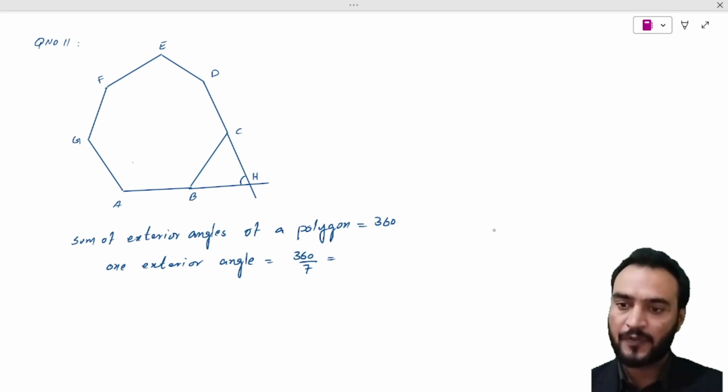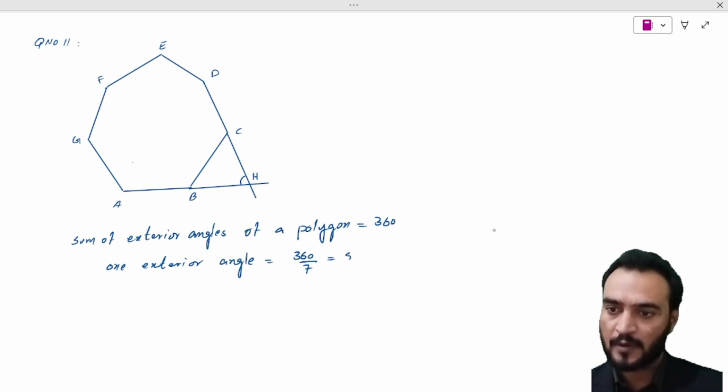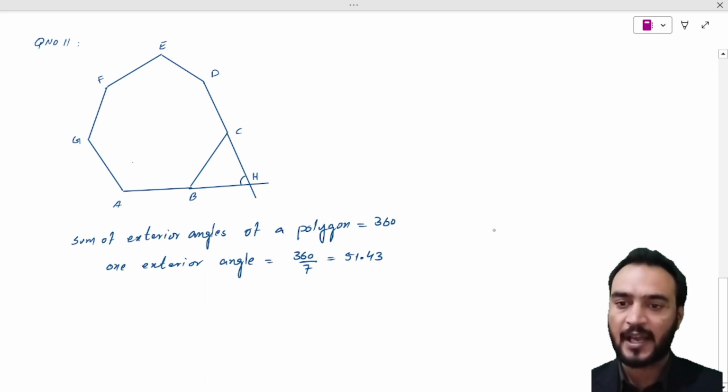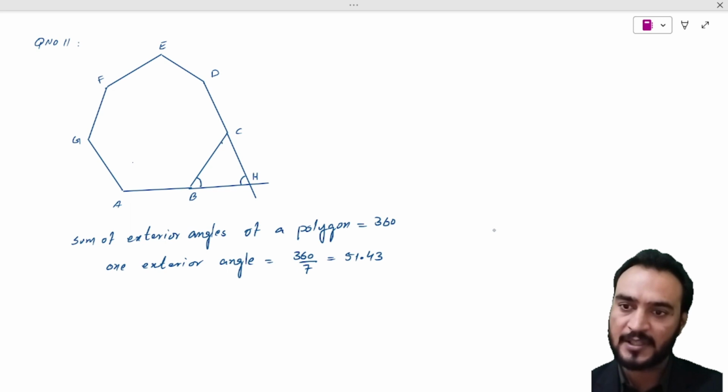51.43. So this is the exterior angle, each exterior angle of this heptagon. The angle at point B is an exterior angle, and the angle at point C is this. Both these angles are equal to 51.43. So this angle is equal to 51.43, and this angle is also equal to 51.43. Now we have to find the angle at point H, that is the angle BHC.